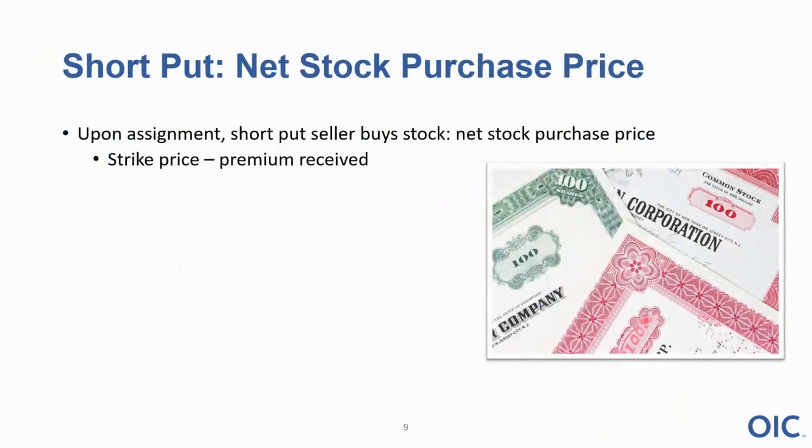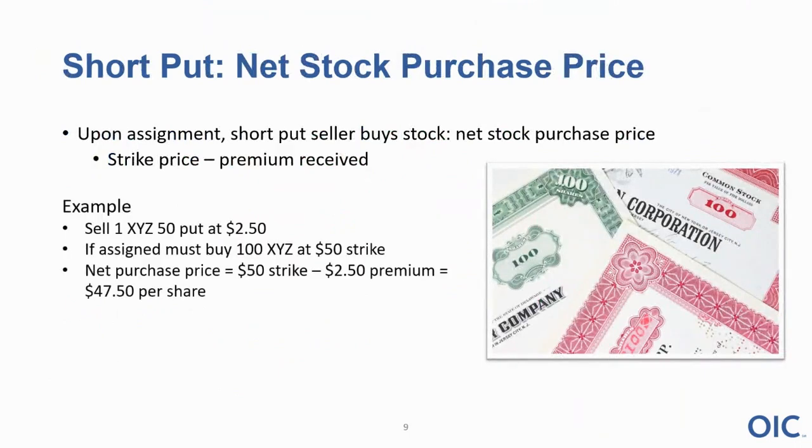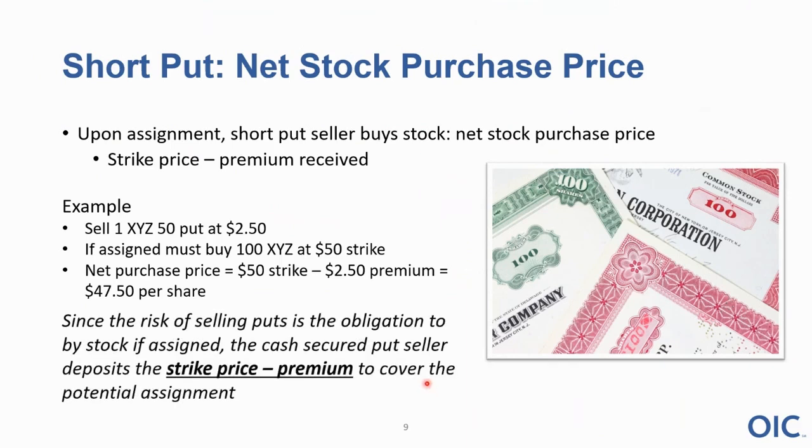Now, the net stock purchase price. Looking back to that earlier example, if we sold the 50 strike put, we are theoretically buying stock for $50 a share. If we get assigned, we would buy 100 shares of stock at that strike price. However, because we collected this $2.50 premium, we're theoretically buying shares at $47.50. So that's going to be the net stock purchase price. It's the difference between the strike and the premium received.